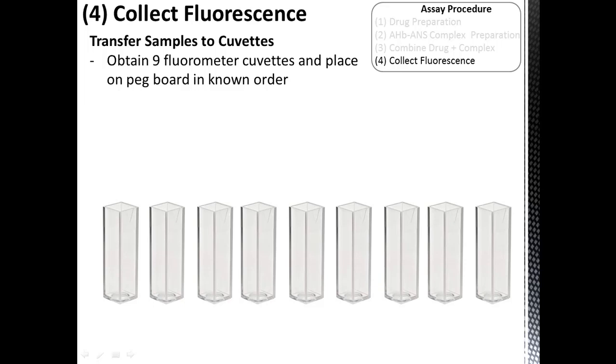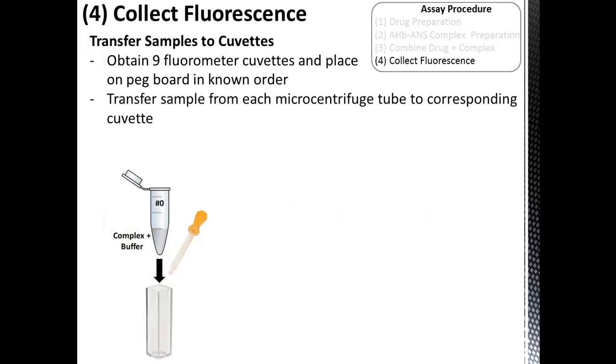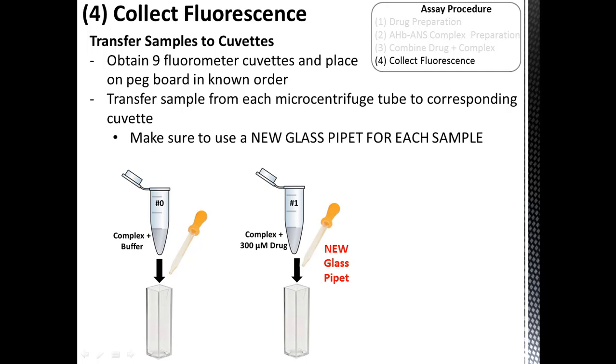Then you simply want to transfer all of the contents from each microcentrifuge tube into its corresponding fluoromina cuvette. Importantly, you need to use a new glass pipette for each sample. We don't want to see any contamination here. So with your next tube, just use a new glass pipette and transfer all of the contents from the microcentrifuge tube to the fluoromina cuvette.